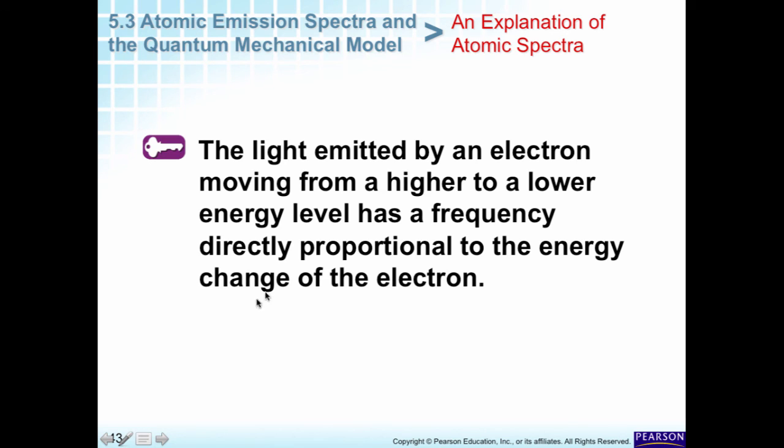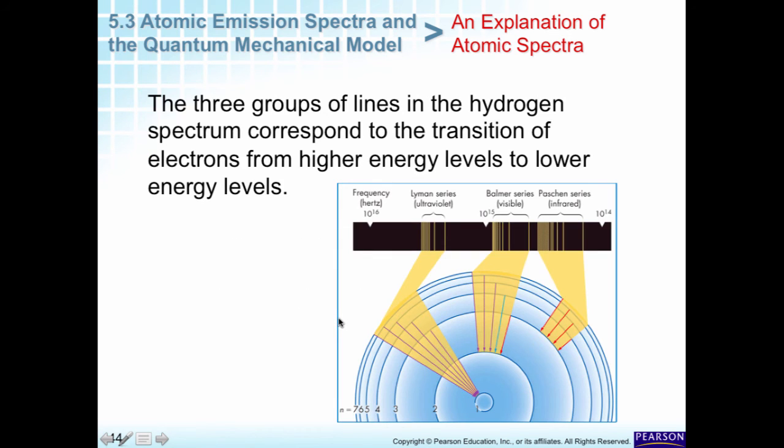The light emitted by an electron moving from a higher to a lower energy level has a frequency directly proportional to the energy change of the electron. That's E equals hv. Now, we've got three types of lines that we can have. As I mentioned, we have the ultraviolet, the visible, and the infrared, and we have three different spectra. The one with the most energy is the one with the highest frequency, which would be the ultraviolet. That's called the Lyman series. The visible series is also called the Balmer series, and the infrared is called the Paschen series.